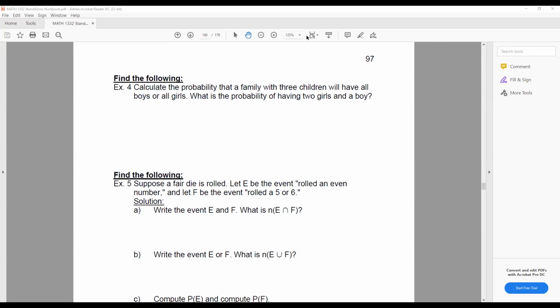Then the answer is something specific. What is the probability of having 2 girls and a boy? All right, let's switch over.